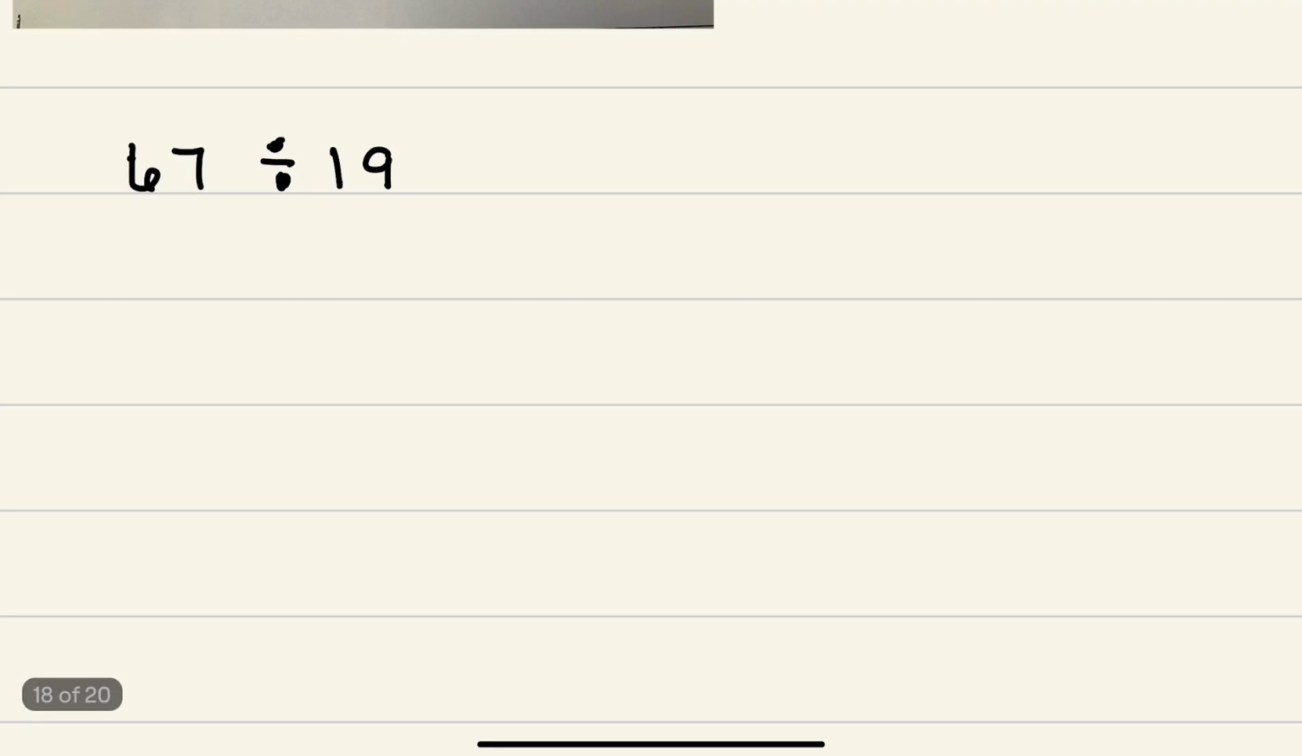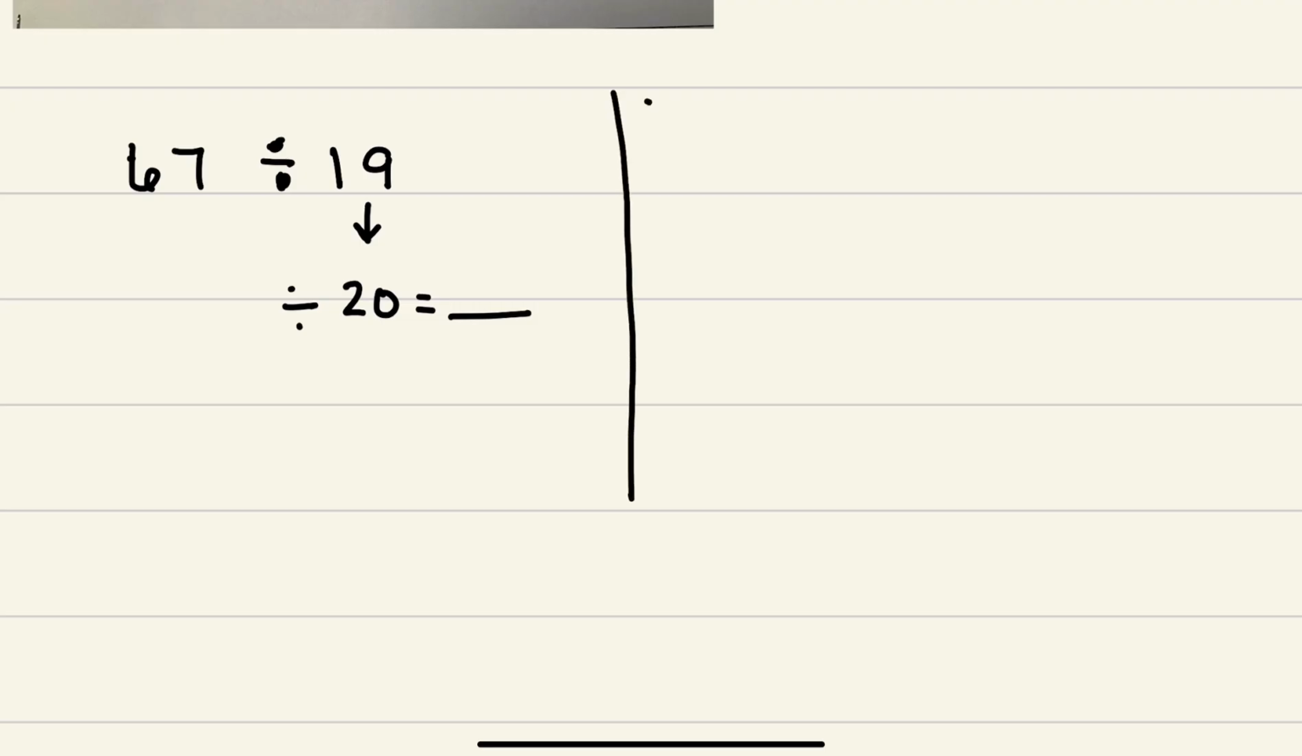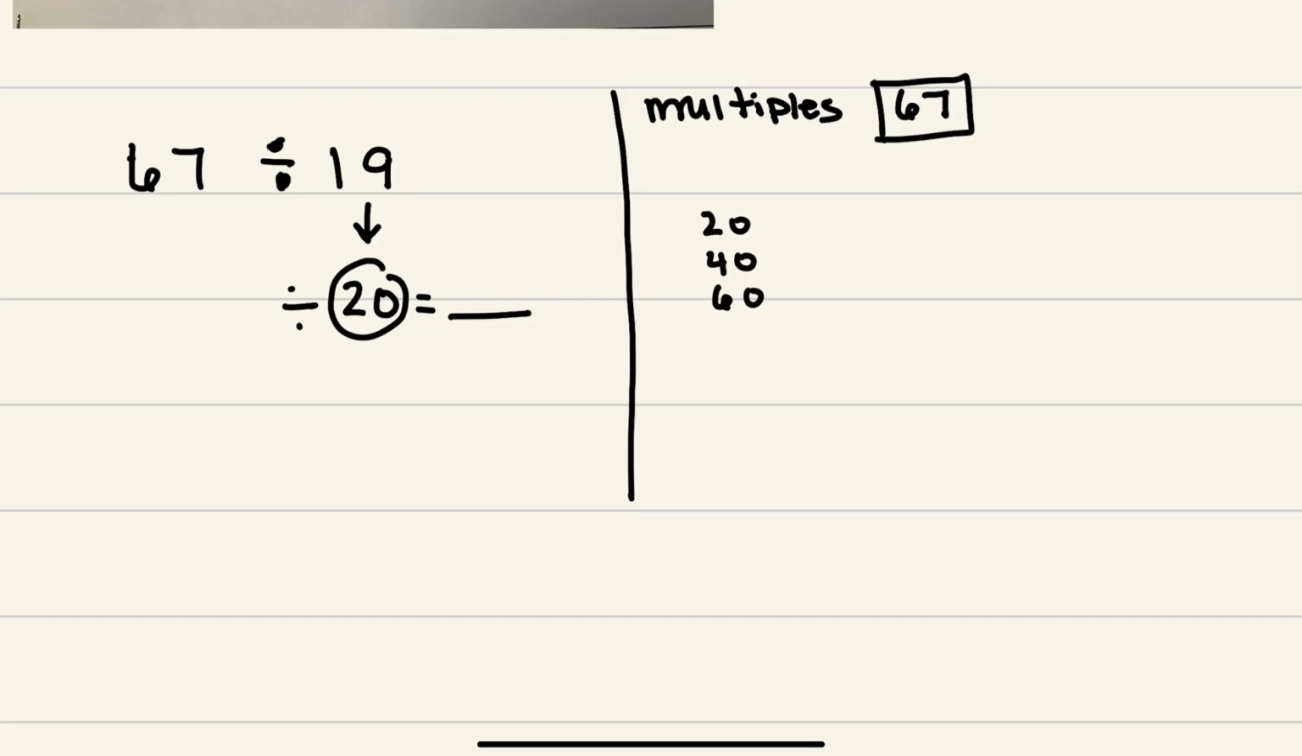So I'm going to estimate 19. We'll round to 20. I'm going to count by my multiples. And we're counting by our multiples of 20, but I'm going to make a note over here so that I know I don't want my number to be bigger than 67. So I get 20, 40, 60, 80. Since I've gone bigger, I'm going to stop. I can take 60. And it took me 1, 2, 3 times to get there.